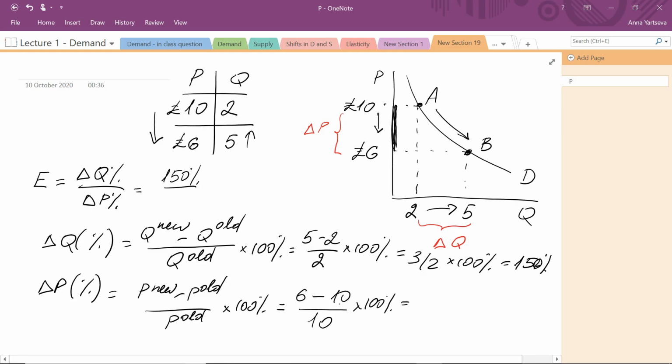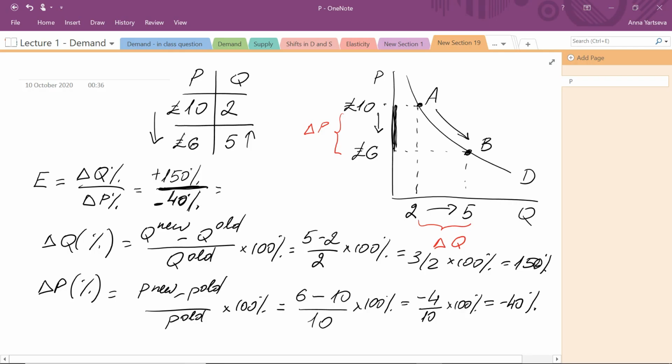So what do we have in the numerator? Minus 4. Please make sure that you don't forget this minus, it's important. Divided by 10 times 100%, which is minus 40%. So what do we have? We have plus 150% increase in quantity due to minus 40% drop in price.